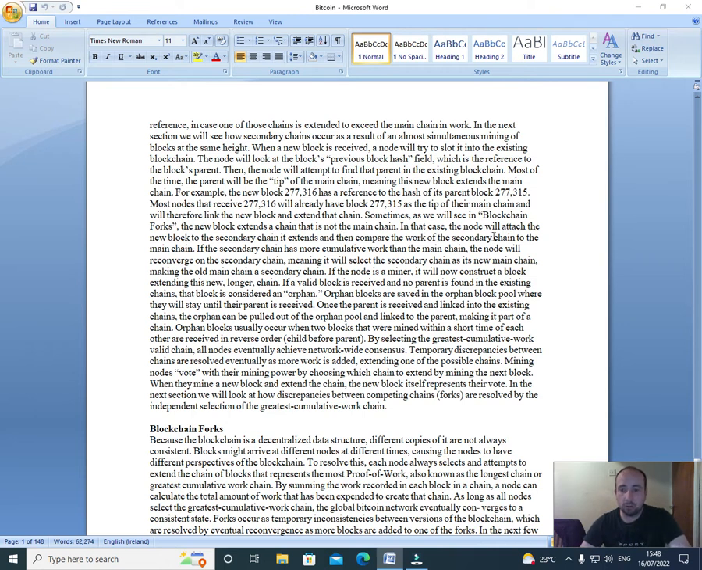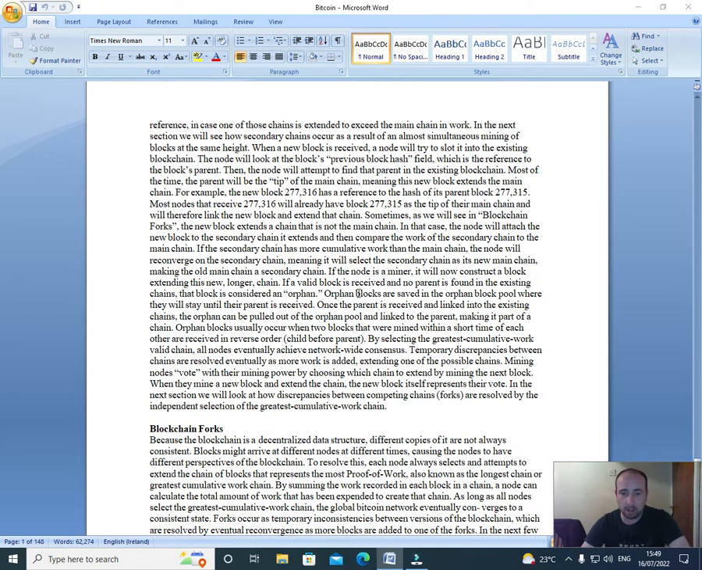In that case, the node will attach the new block to the secondary chain it extends and then compare the work of the secondary chain to the main chain. If the secondary chain has more cumulative work than the main chain, the node will reconverge to the secondary chain, meaning it will select the secondary chain as its new main chain, making the old main chain a secondary chain. If the node is a miner, it will now construct a block extending this new longer chain.